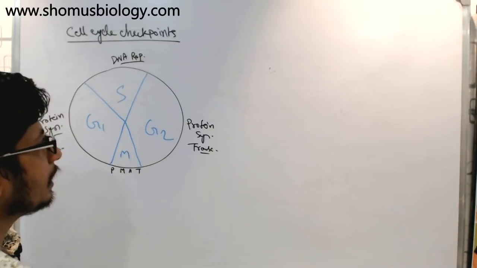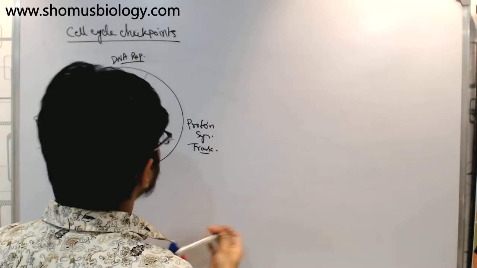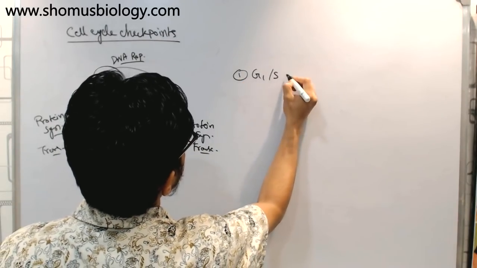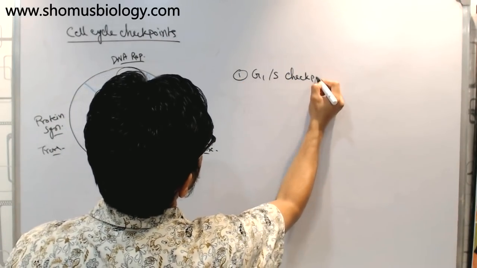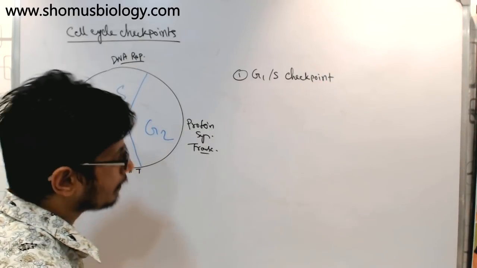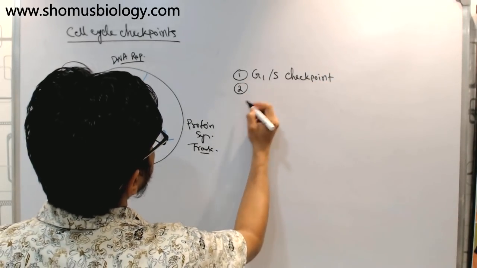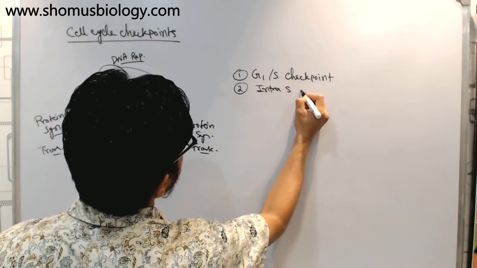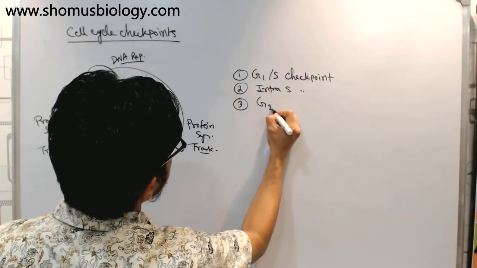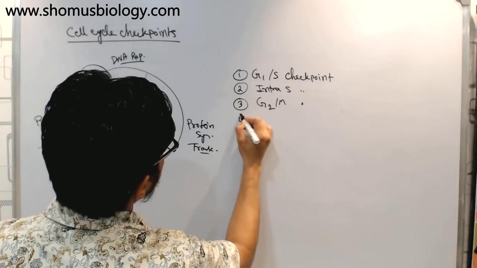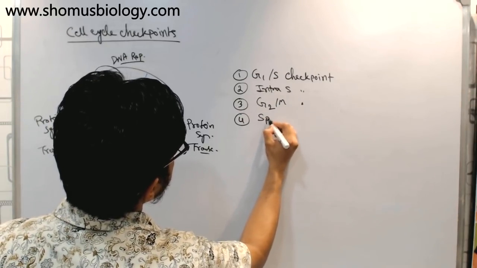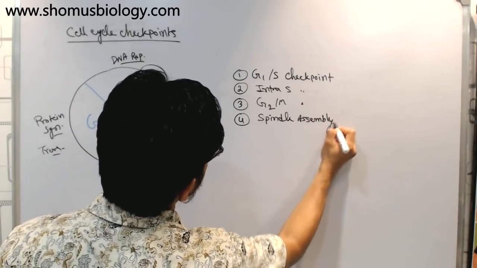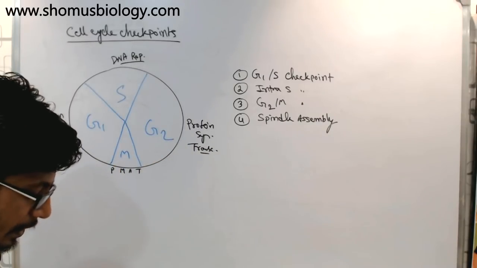So without further ado, let me write down the checkpoint names here. The first one is known as the G1S checkpoint, the very first one. Then there is the intra-S checkpoint. The third one is the G2M checkpoint. The fourth one is the spindle assembly checkpoint. These are the four different checkpoints that are present.